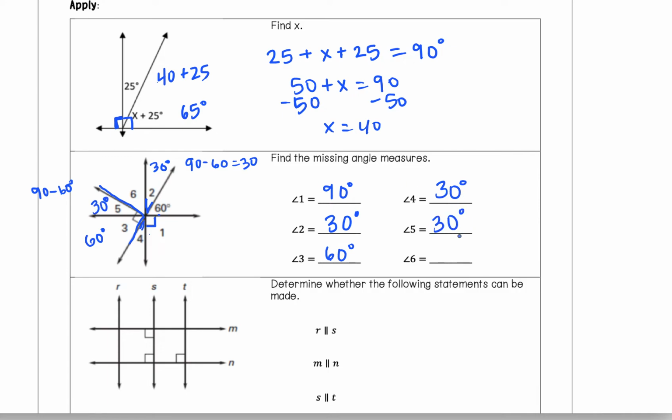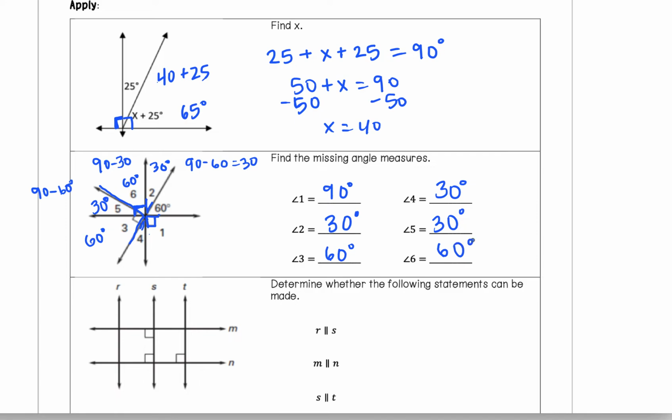And finally, for angle 6, we can do something similar. We can automatically say that this angle 5 plus 6 will be 90 because it's vertical with this given right angle. And so because those need to add up to 90, if I'm trying to find 6, I can just say 90 minus the 30. Angle 6 would have to be 60 degrees.